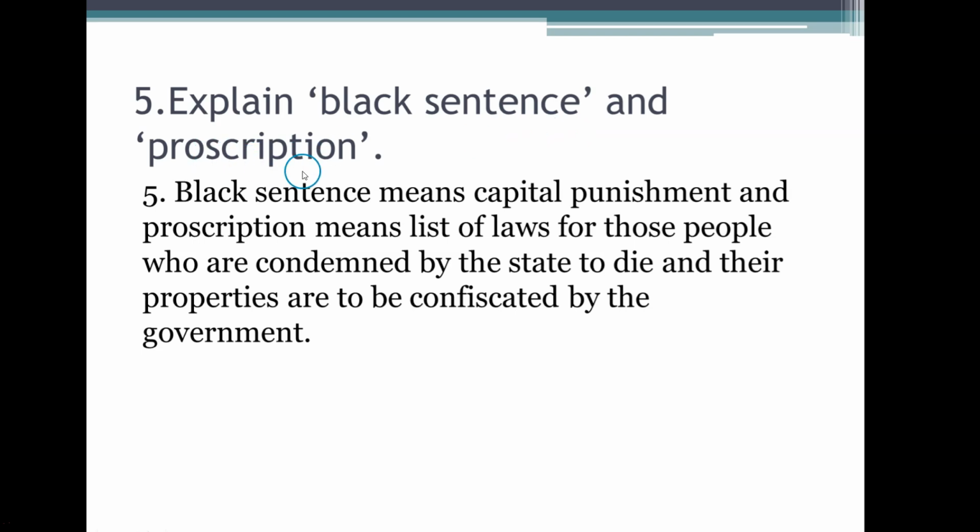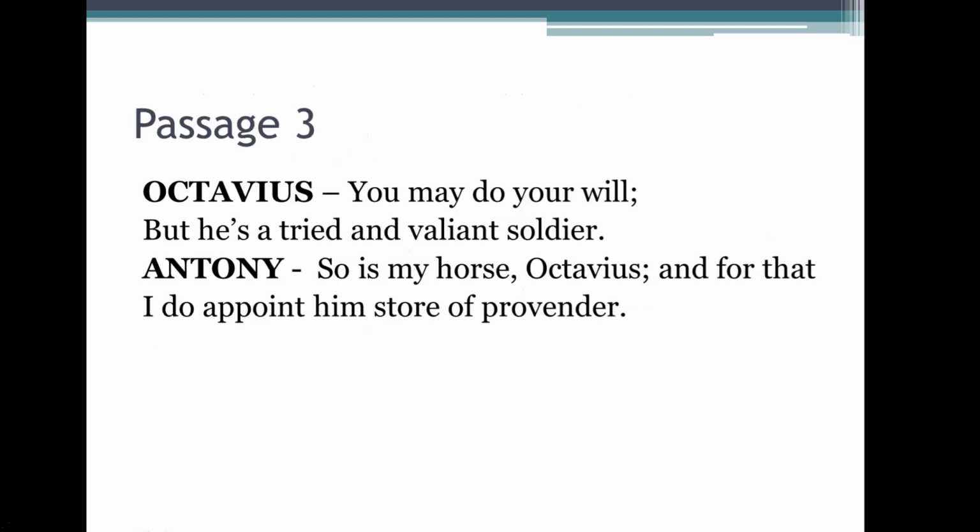Explain black sentence and proscription. This is an important question. This can come. Black sentence means capital punishment and proscription means list of laws for those people who are condemned by the state to die and their properties are to be confiscated by the government. So here you can underline capital punishment. And here you can write list of laws for those people who are condemned by the state to die. This much you can underline, or if you want, you can underline till government also. It's up to you. But if you underline list of laws for those people who are condemned, that is also fine. So this is again important. This can be asked as MCQ also. So it can be asked in either way.